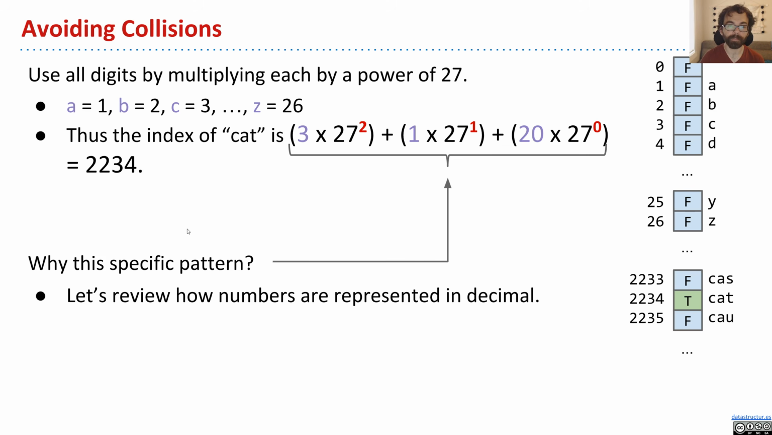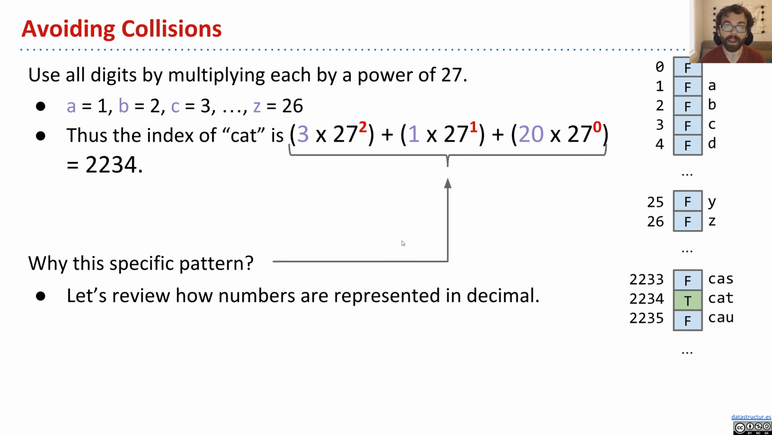So why this specific pattern? Why am I doing this? Well, we'll see this when we look at how numbers are represented in decimal. Now, I guess one thing I glossed over here is that the result of this computation will be the integer 2,234, and so that means we would go into location 2,234 and set a true value. And in this way, we could think of position 1 as representing the letter A, 2 as position B, 3 is the position for C, 4 is the position for D, and so forth.